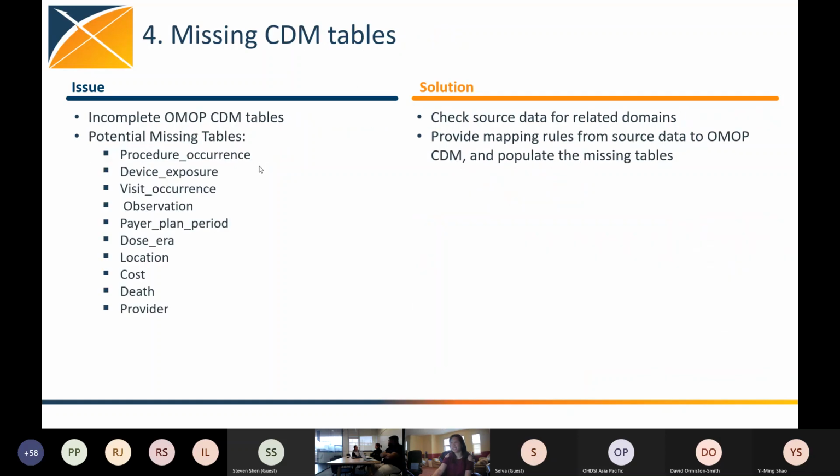Let's see, missing CDM tables. Oh, I get this a lot too. Tables that are missing. There is this thing called MVP. In my group, we have an MVP. Our MVP is if I can populate the drug table, the condition table, and all the other lookup tables that go with it, that's my MVP. If I'm trying to convince somebody to convert over to OMOP and quickly be able to use it and see the benefits of it, that's what I do.